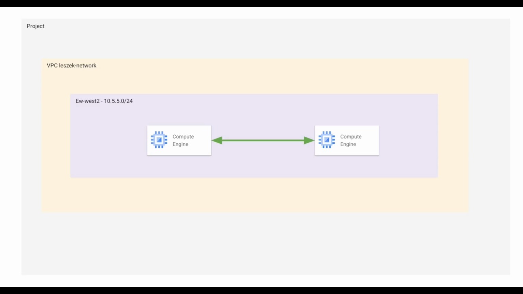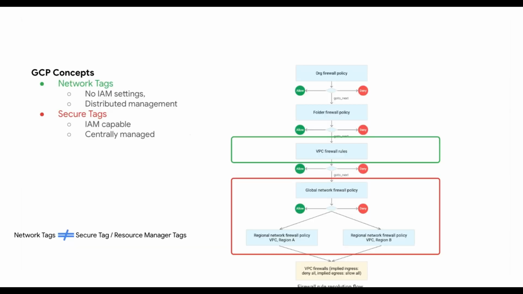Within the demo we're going to try to block the traffic between those two instances using the new concept of secure tags. Secure tags are a little different than the tags that you might know from Google Cloud Platform that already existed for some time. So there are two concepts of tags currently. There are network tags and secure tags, and those two are very much different.